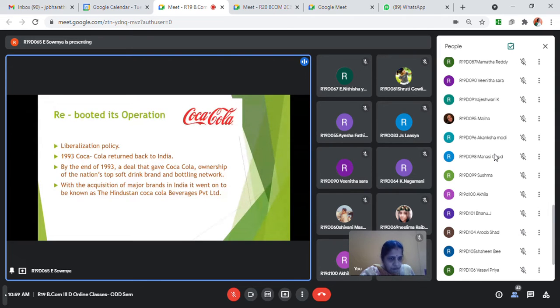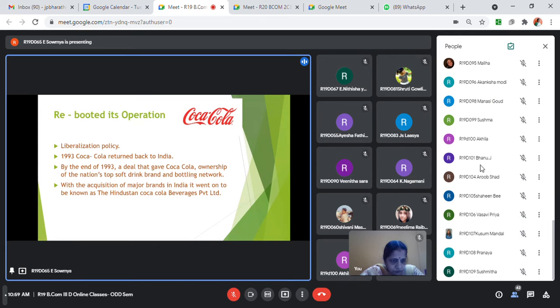By the end of 1993, a deal gave Coca-Cola ownership of the nation's top soft drink brand and bottling network. With the acquisition of major brands in India, it went on to be known as the Hindustan Coca-Cola Beverages Private Limited.